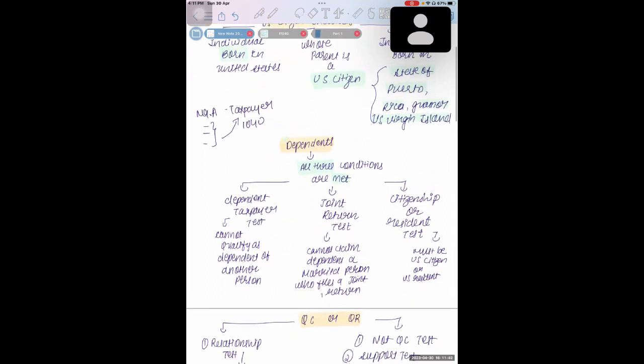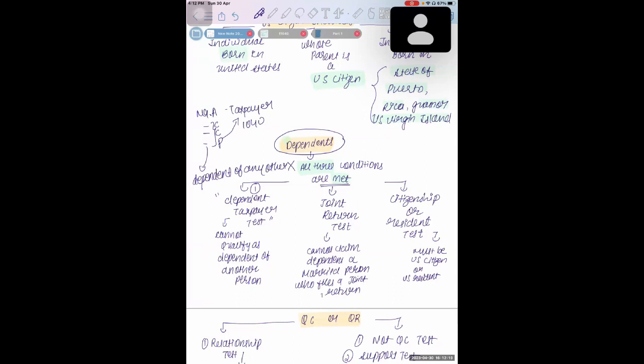For claiming a dependent, the dependent should meet all three conditions. Okay, what are the three conditions? The dependent taxpayer test is the first condition. It means both the children and the parent should not be a dependent of anyone else. Any other person, they should not be a dependent.